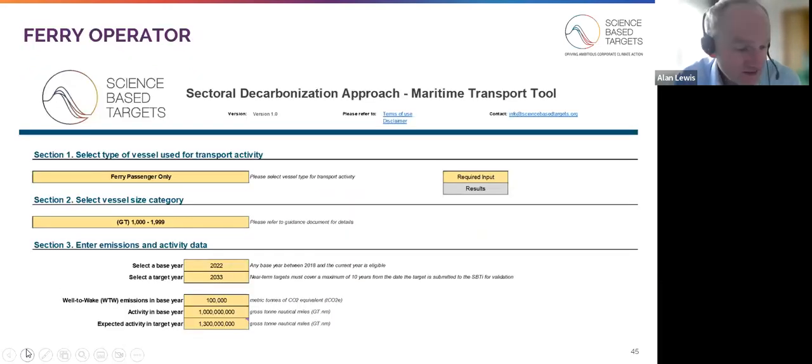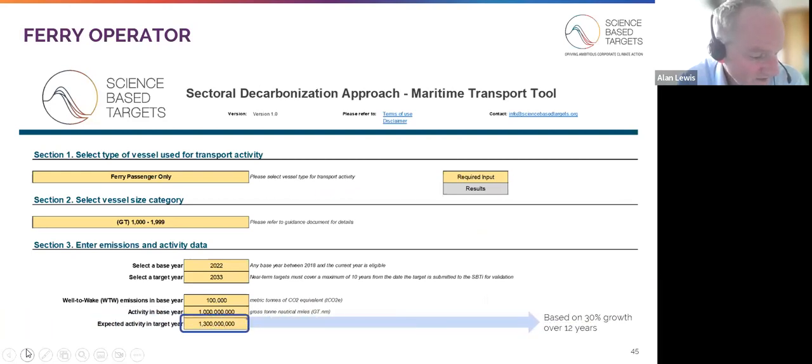For a ferry operator, as Fernando indicated at the start, there's a slight difference in that we're not talking about ton kilometers, but we're looking here at gross ton nautical miles. Apart from that, the situation is pretty similar. Again, we've got all the similar input data: base years, total well-to-wake emissions, activity, forecast activity. In this case, again, using a 30% growth rate.